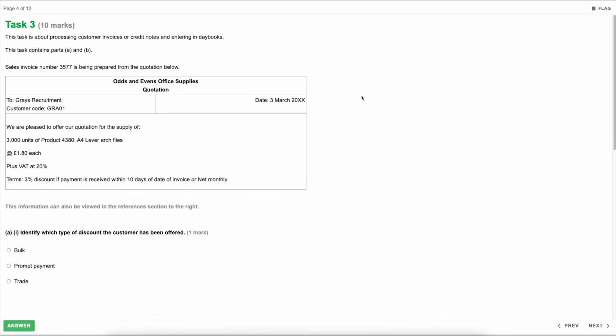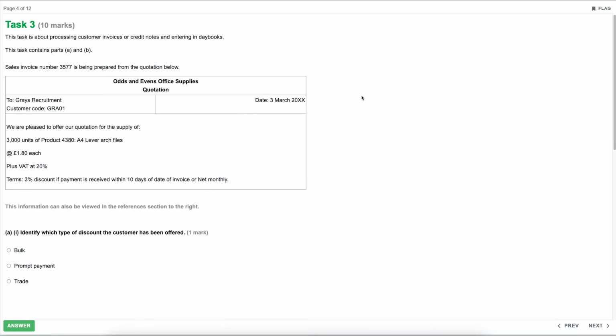So task 3 then is worth 10 marks and is about processing customer invoices or credit notes and entering them into daybooks. This task contains parts A and B. Sales invoice number 3577 is being prepared from the quotation below, and we've been given a quotation. So we've been given a number of details on this, and part A then states, identify which type of discount the customer has been offered.